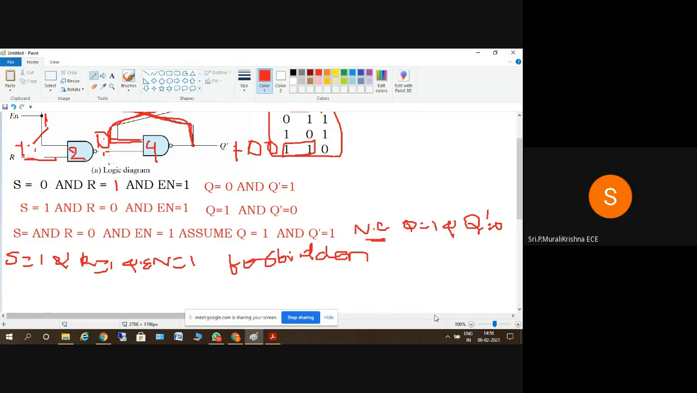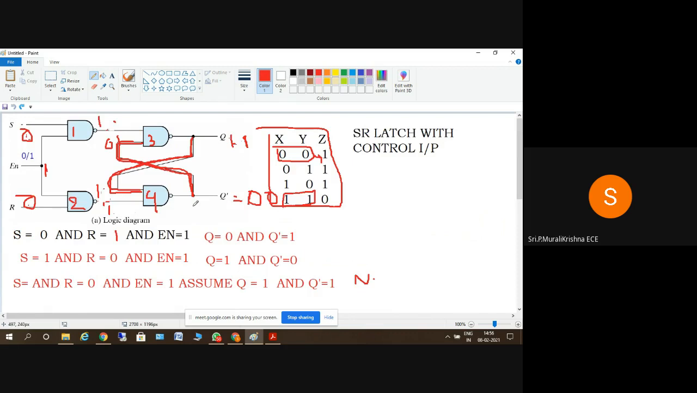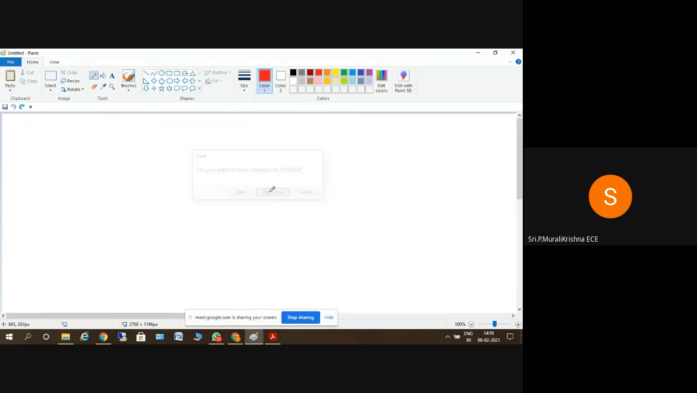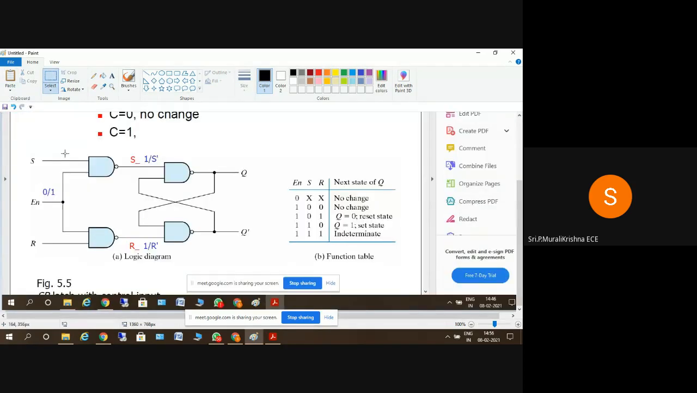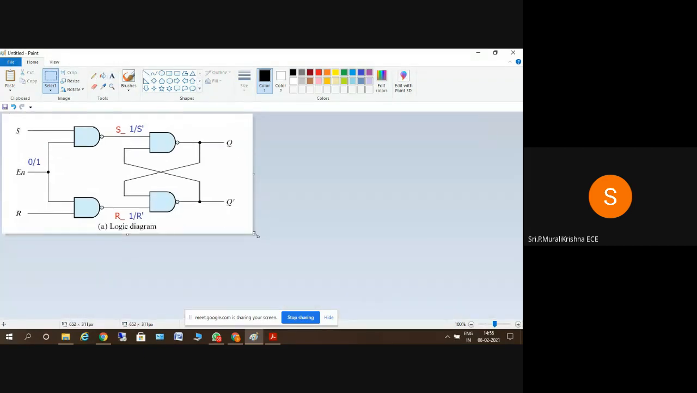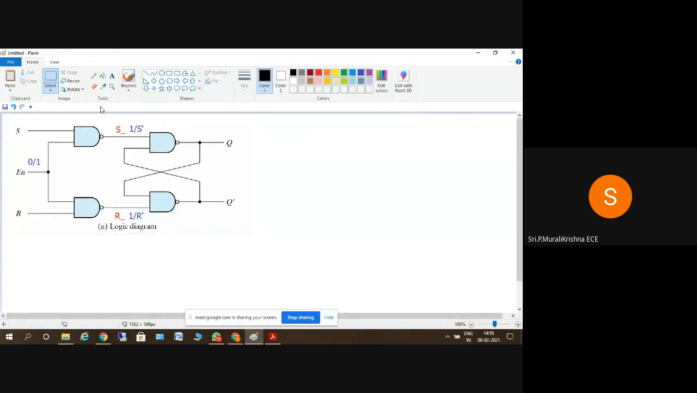Next, what we can see here is, we didn't check for enable is equal to 0. So enable is equal to 1 is fine. So we'll check for enable is equal to 0, and we'll consider any input like S is equal to 0 and R is equal to 1.